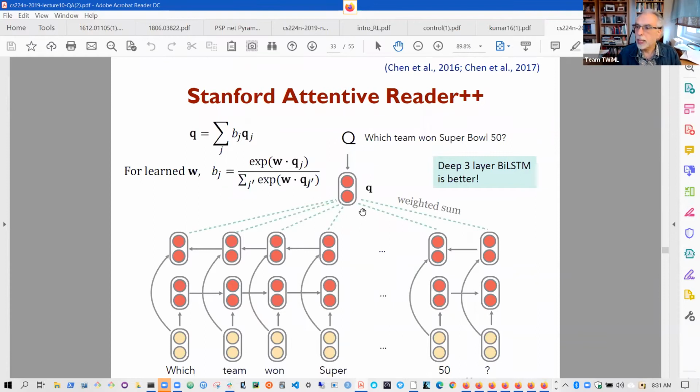And the second improvement is that they use a deep 3-layer bidirectional LSTM. So it's just basically this thing multiplied by 3. This is the bidirectional LSTM part, and they just make it deep. It's 3 deep. So that's the second improvement.